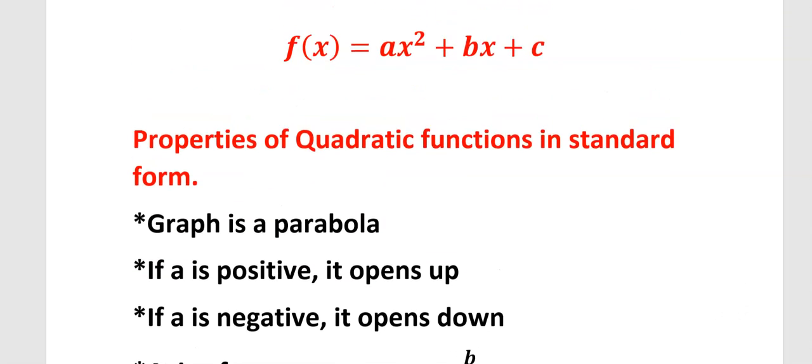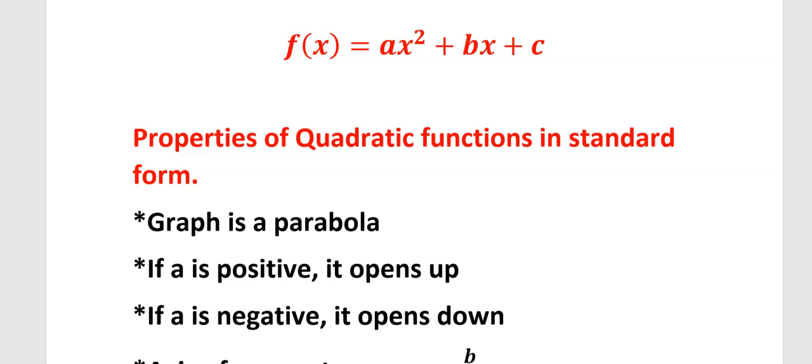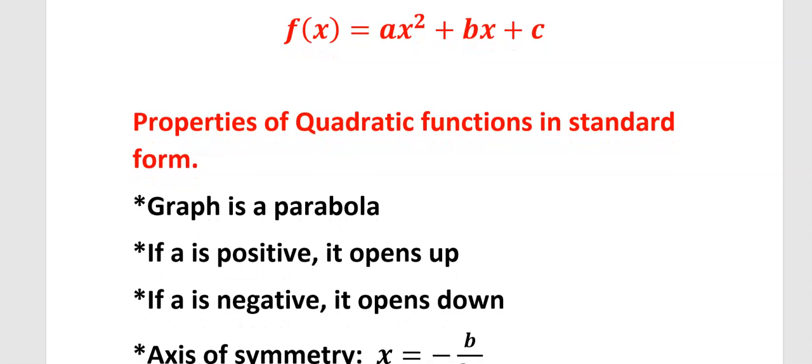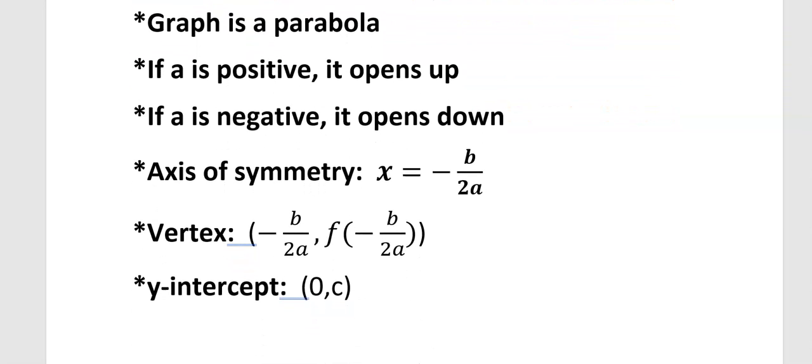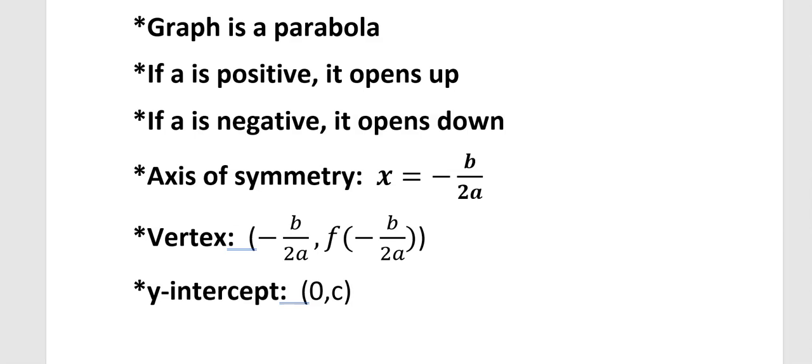The graph is a parabola. If this a at the beginning is a positive number, it opens up. We've already talked about that. If it's negative, it opens down. Here's the new parts. Before, we had to either use a table to graph them, or we looked at transformations from the regular y equals x squared graph.